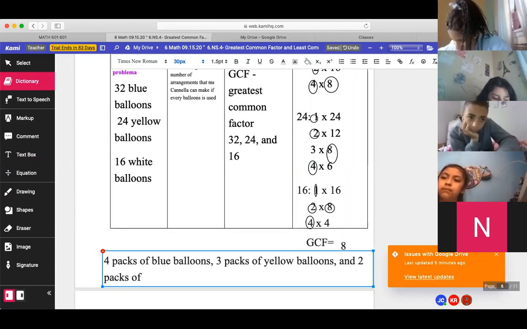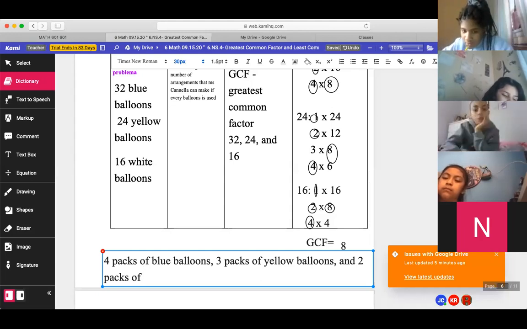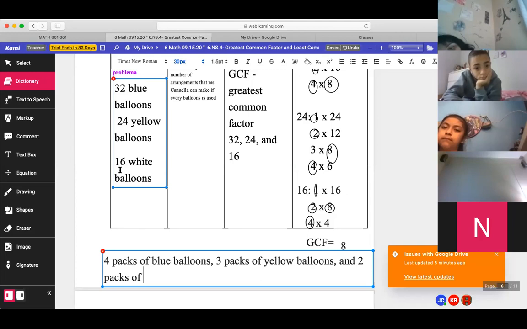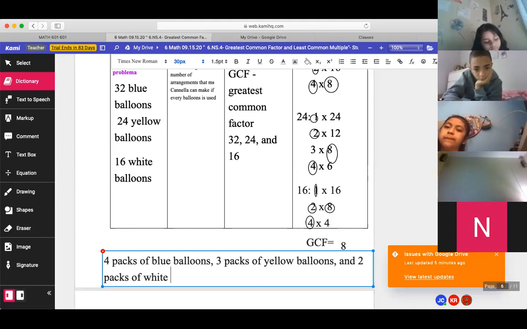We did blue, we did yellow. You're muted. I see you talking. 2 packs of what? It's on the left right there, right in front of you on the slot, guys. That's why we do this. What color? I don't hear you. White. Good. Yes. Thank you. Anybody got questions about that?